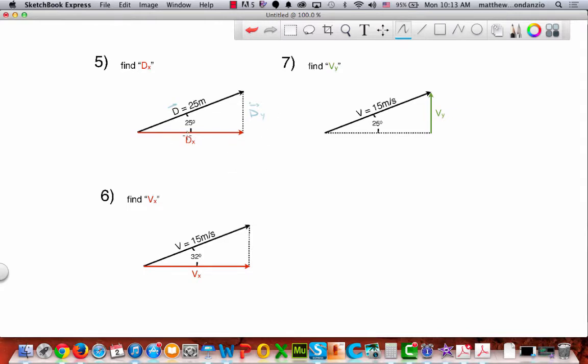Okay, so we're looking for dx, which is, let's all say this together, the x component of the displacement vector. Ready? Dx is the?